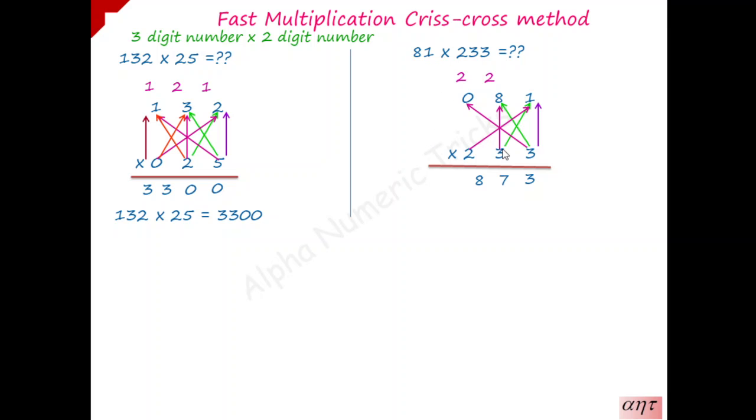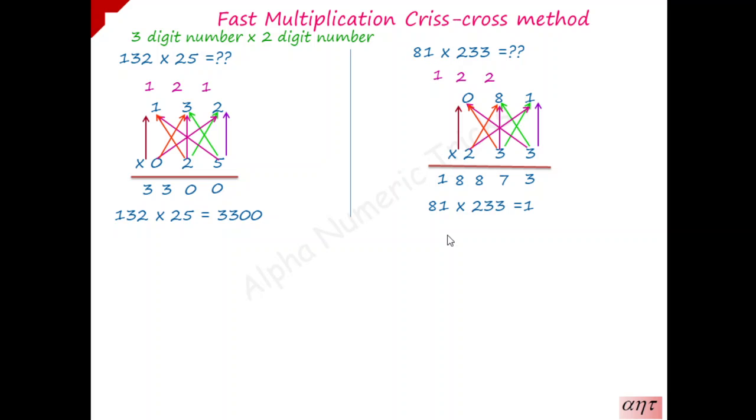After that, you have to consider last 2 digits for cross multiplication. 8 into 2 is 16, plus 0 into 3 is 0, so 16 plus 0 we have 16, plus this 2 is 18. 8 is written here, again 1 is carry forward. After that, you have to multiply the last digit alone. So 0 into 2 is 0, plus this number 1 you have to add. 0 plus 1 is 1, write it here, which is our final answer.